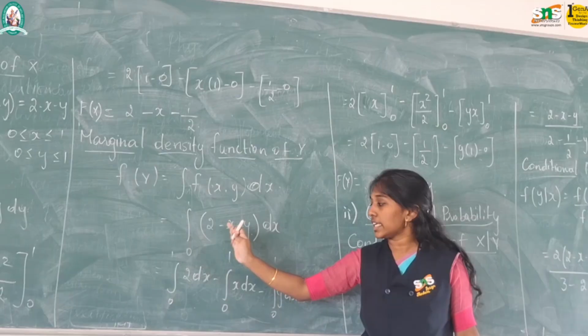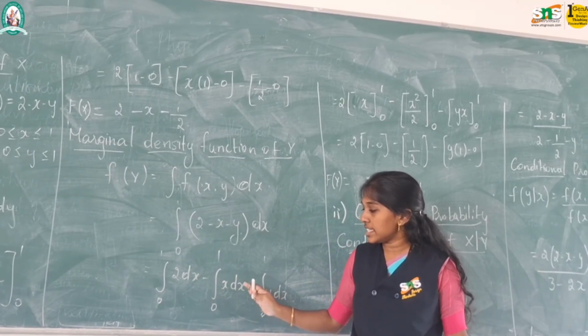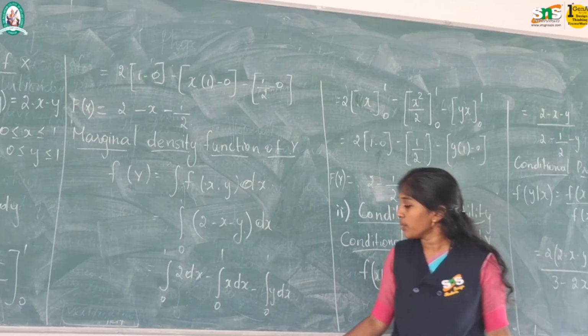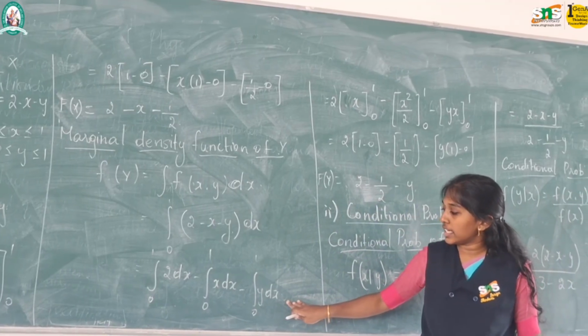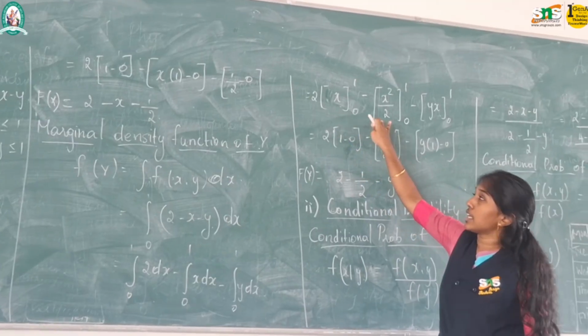While integrating dx, I get x. The next term, integrating x dx, gives x square by 2. And the next term, integrating y dx, gives yx. Next we are going to substitute the limits in this step.